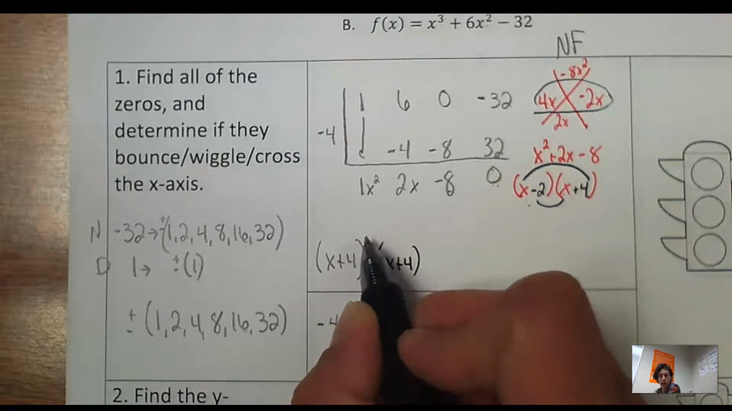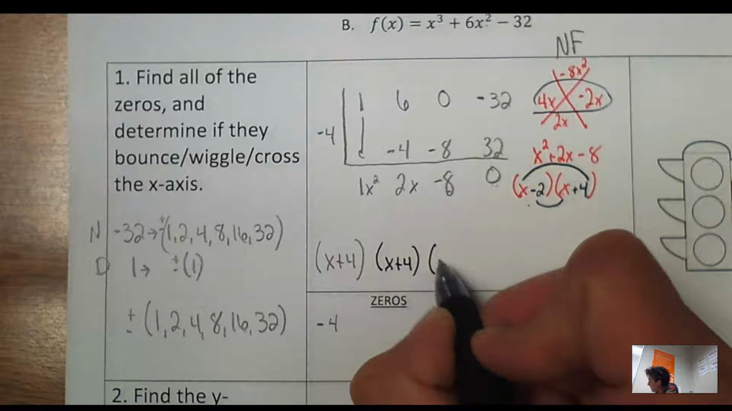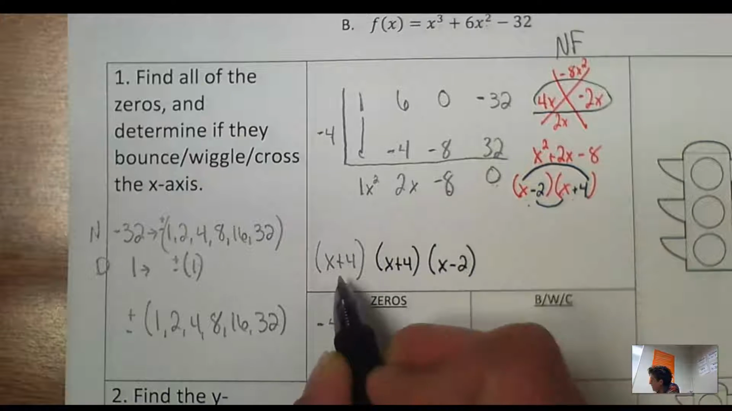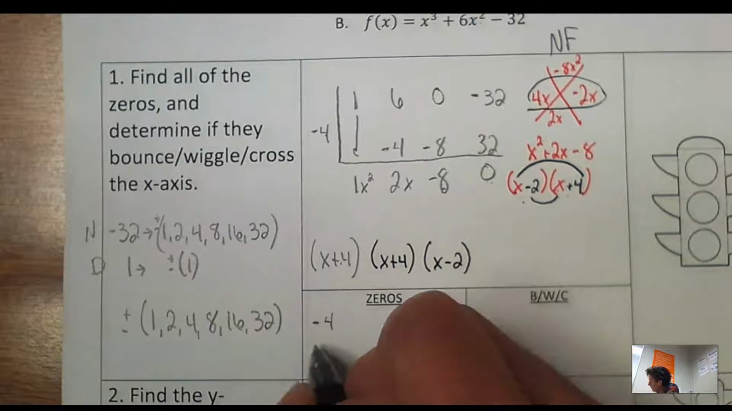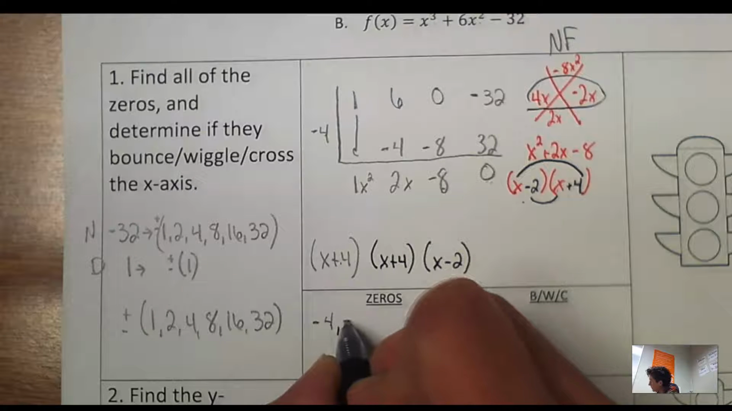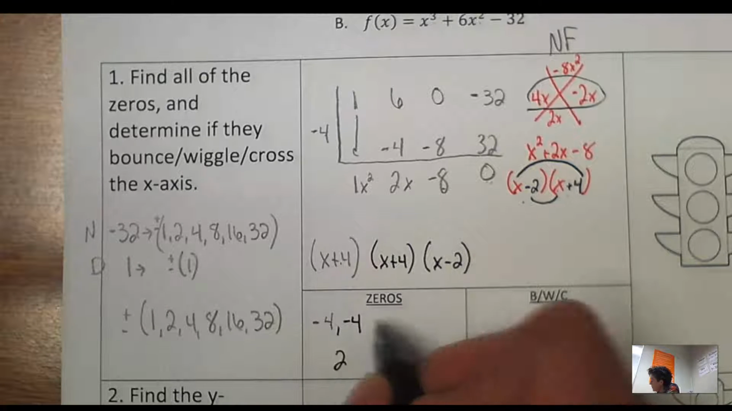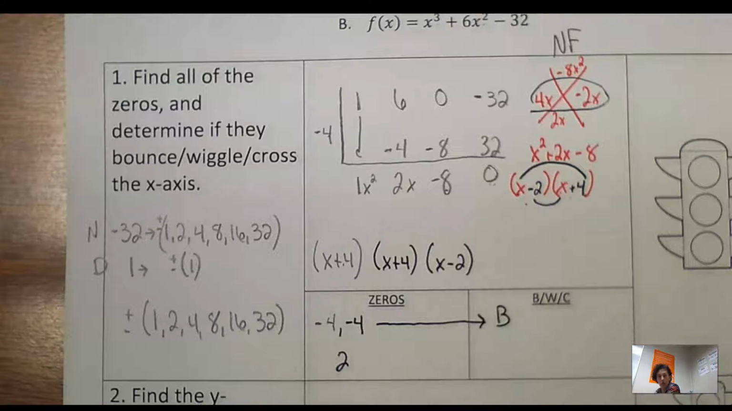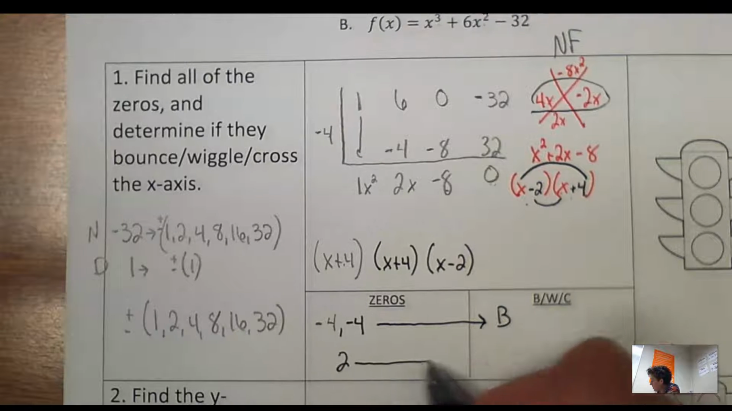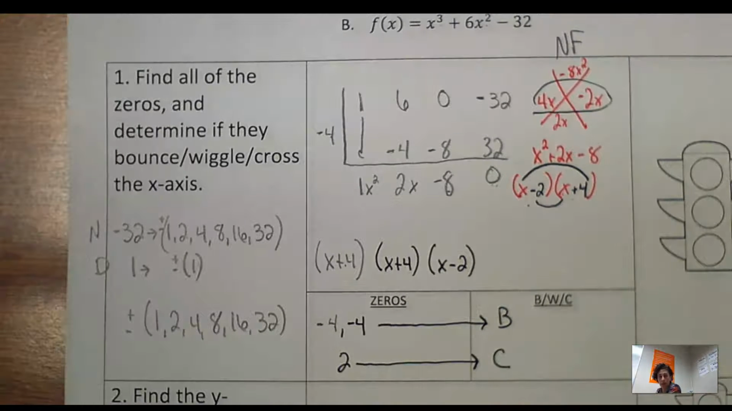So now I can add to this factor another x plus 4, or I could have written it once with squared, along with the x minus 2, and now that one gave me this, which was this. Then I have another -4, and then I have a 2. So the -4 will be, if we want to put it here, my bounce, because it shows up an even amount of times, and this shows up once, so this is going to be my cross.